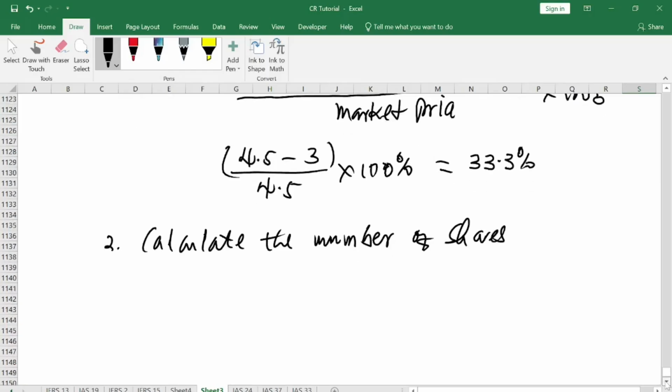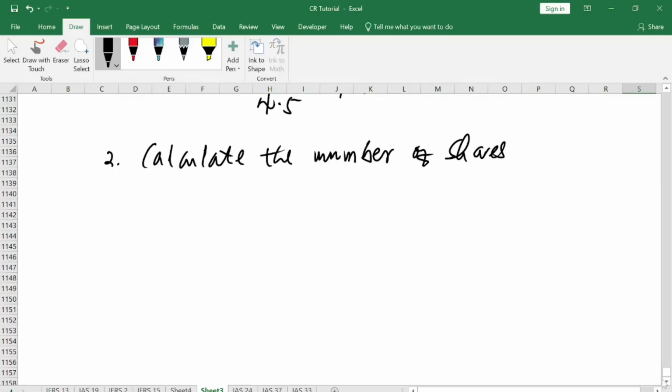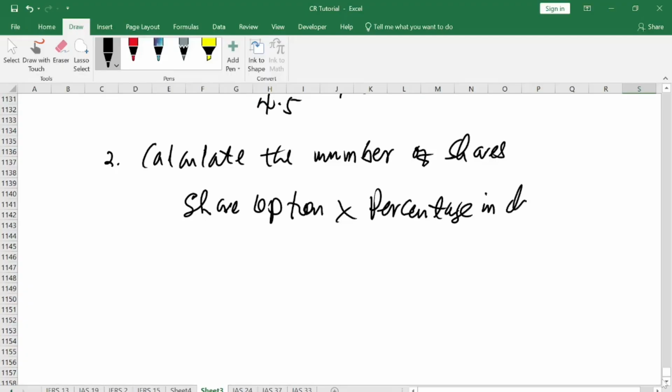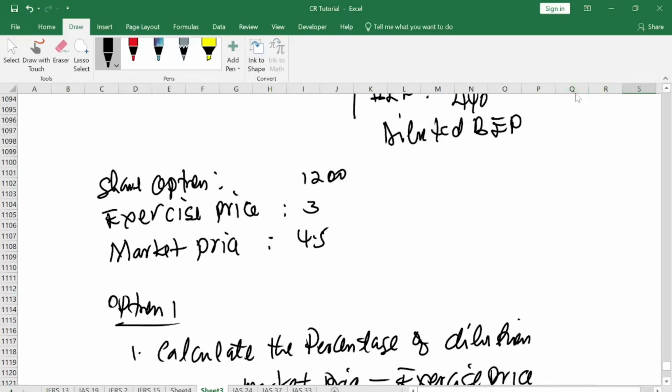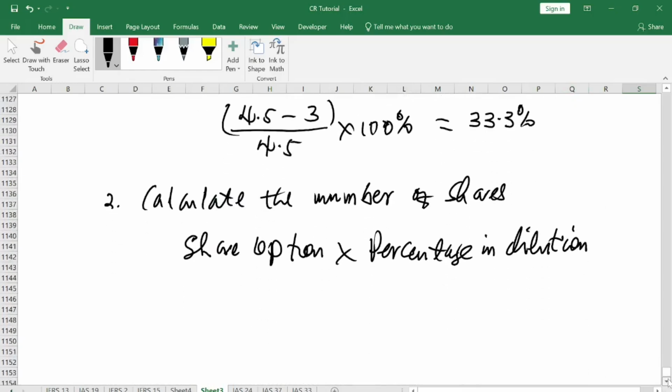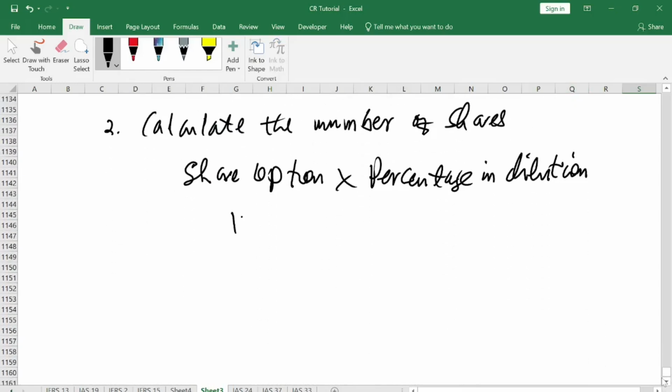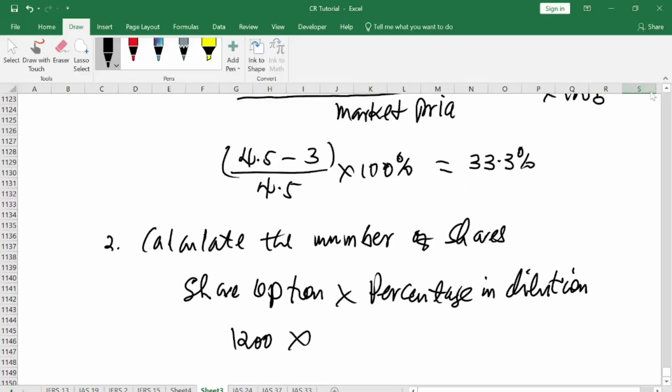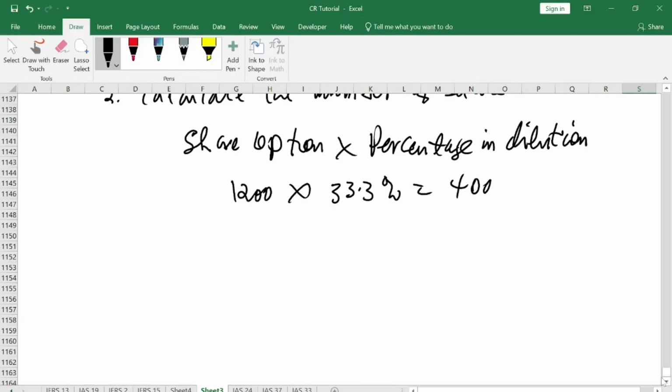How do you calculate the number of shares? It is the share option given to you multiplied by the percentage in dilution. The share option of 1,200, or 1.2 million in the question. We have 1,200 here, multiplied by the percentage in dilution that we calculated, 33.3%. What do you have? That is 400.